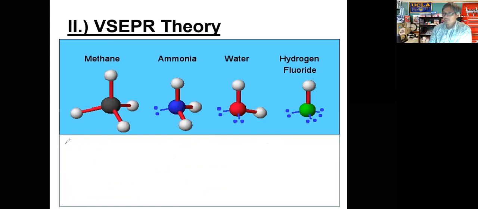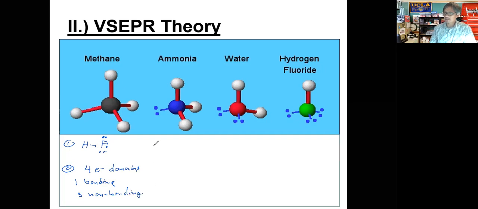Okay, Lewis dot structure for hydrogen fluoride. It's going to be HF with the lone pairs on fluorine to complete the octet. So in terms of electron domains, we're going to have 4 total electron domains. Of those 4, we have 1 that is bonding, and 3 that are non-bonding.